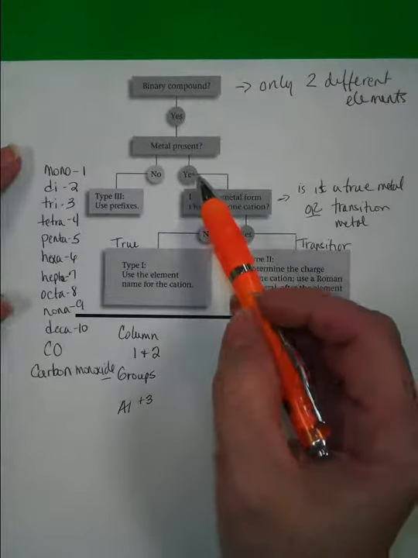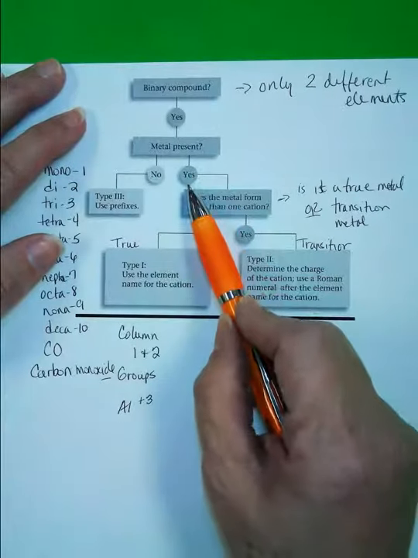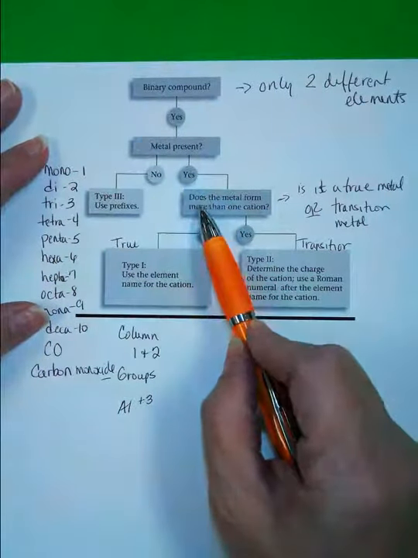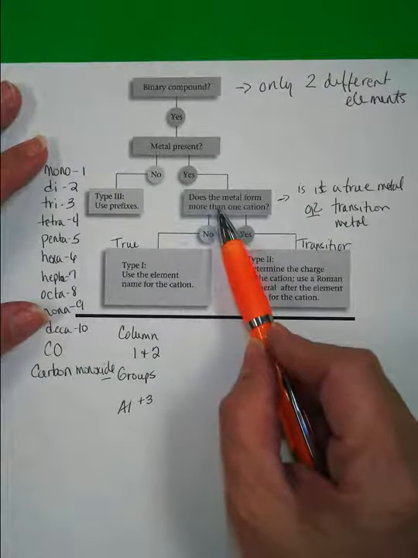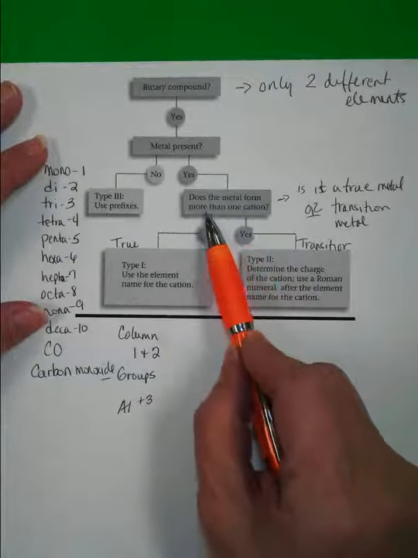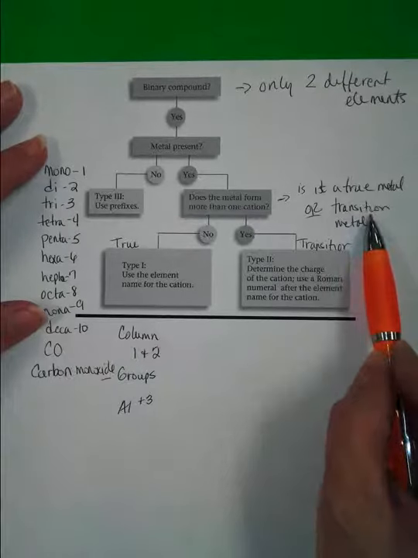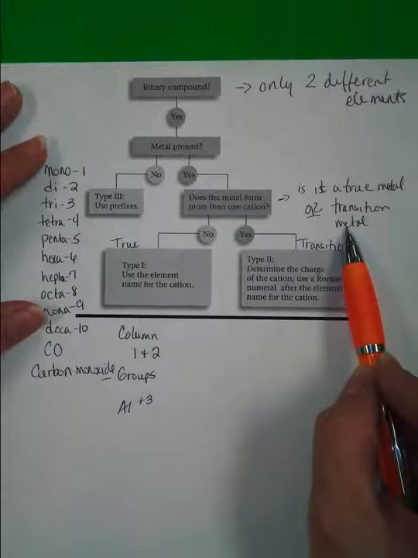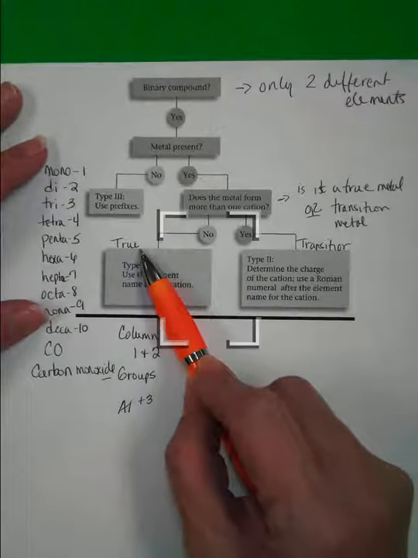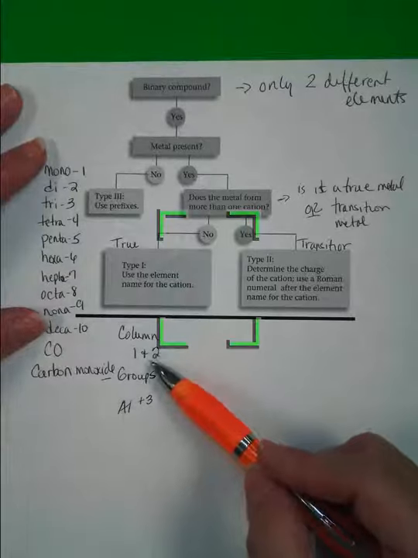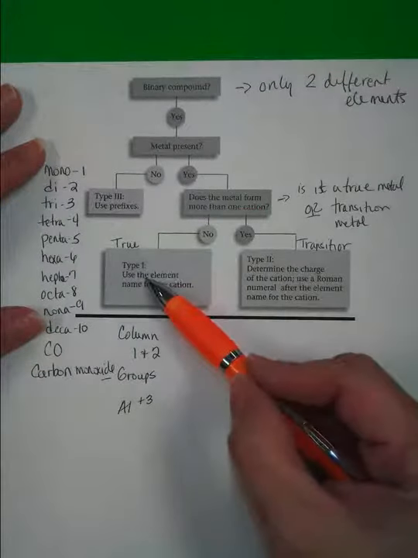Alright, so let's go back up here. Is it binary? Yes. Is there a metal present? Let's say that there is a metal present. What I have to do is ask myself, am I dealing with a true metal or a transition metal? So when it says, does this metal form more than one cation, that is, does it have more than one possible oxidation state? So is it a transition metal is what they're asking. If it doesn't form more than one ion, it's considered a true metal, and that's in groups 1 and 2 and aluminum. So those we always know the charge on, so those are the type 1s.